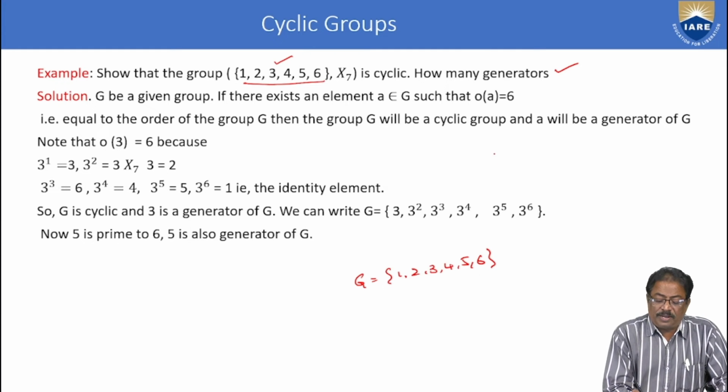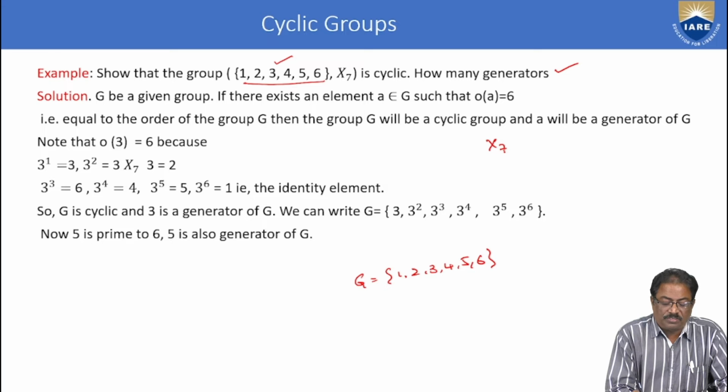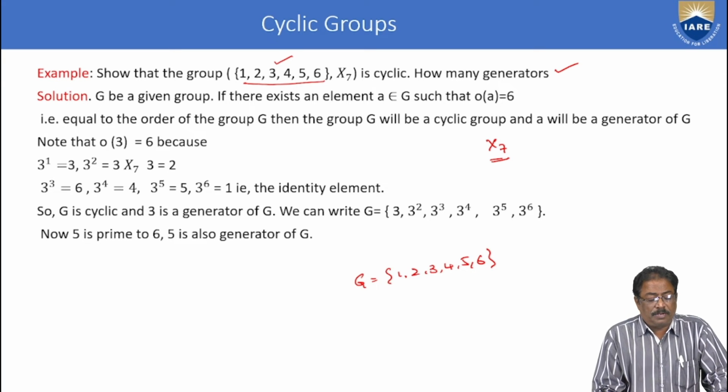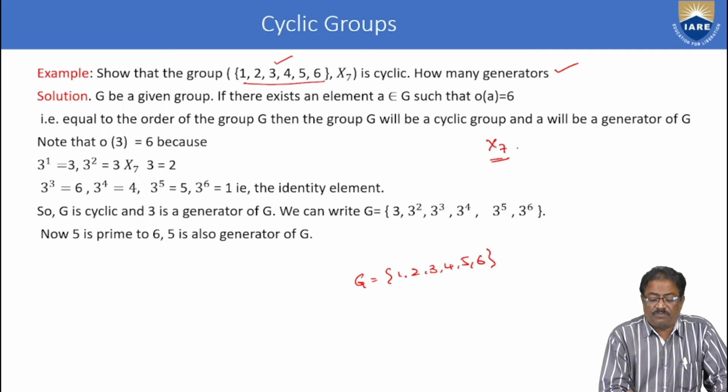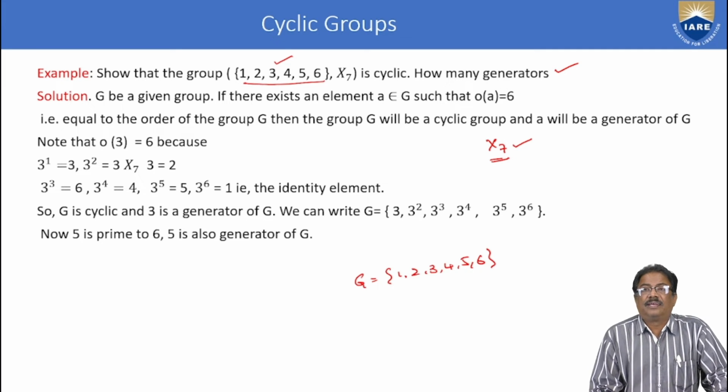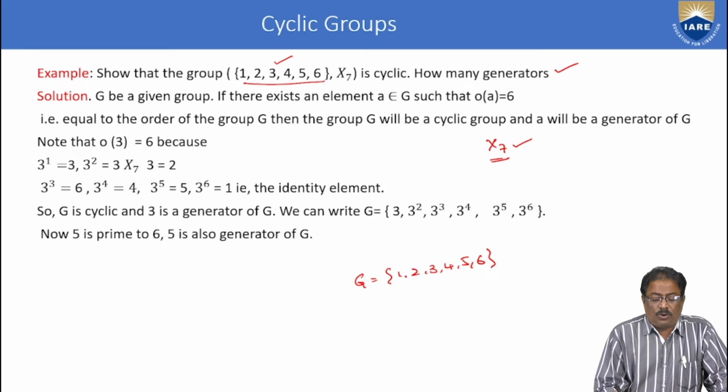Now, what is the binary operation? This is multiplication modulo 7. Then we have to verify whether it is a cyclic group, and what its generators are. Okay, so let us consider this.